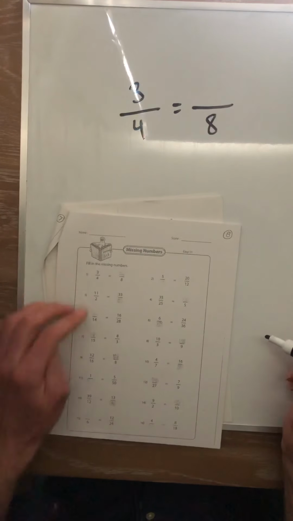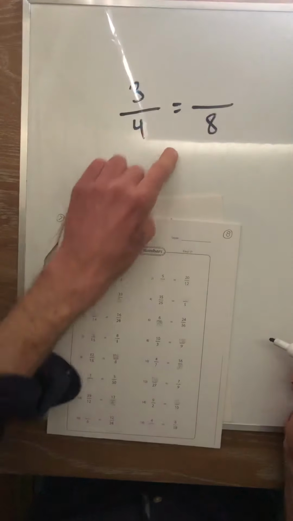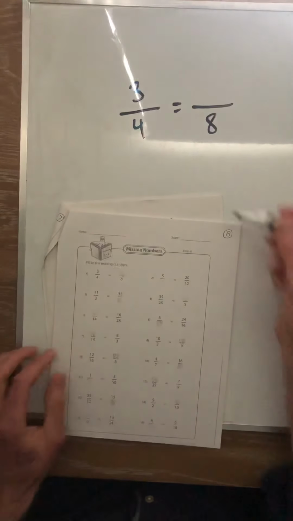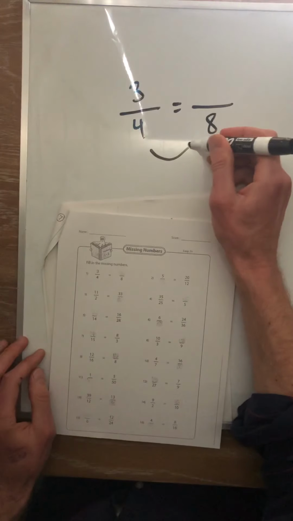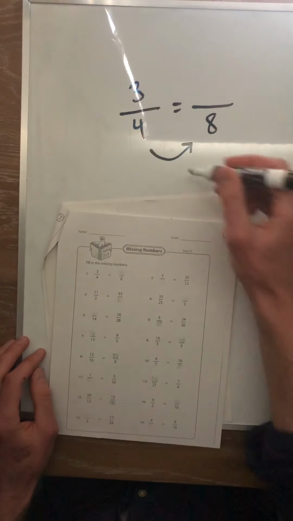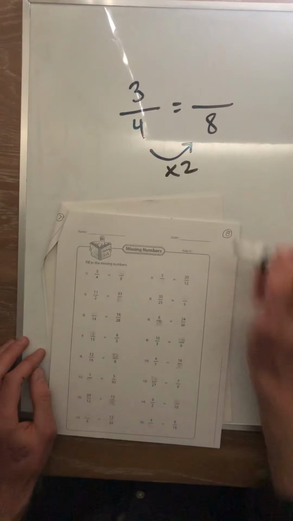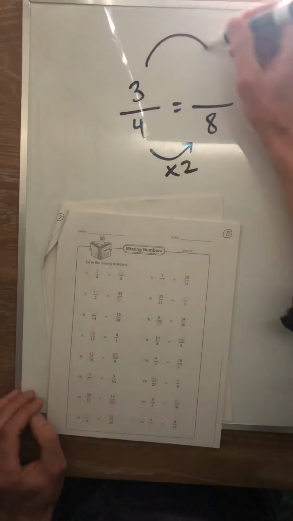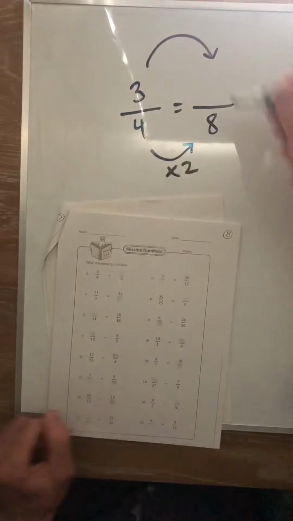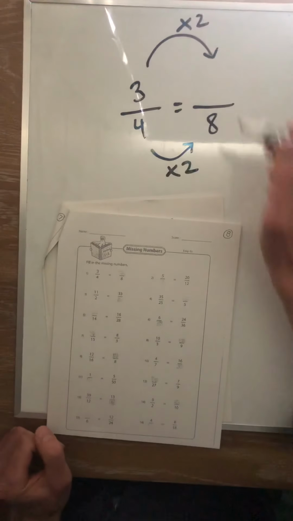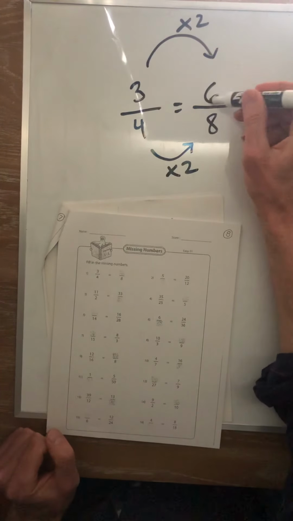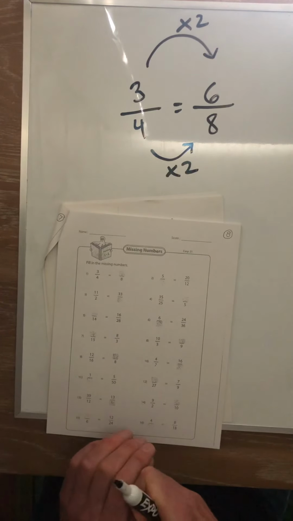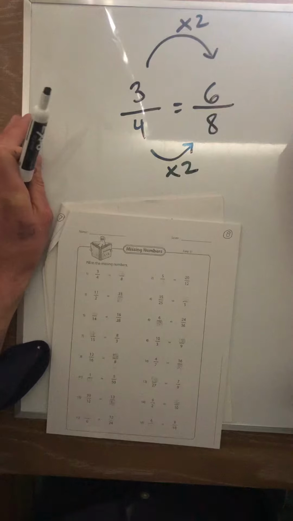So just think about what you do to the top, you do the bottom, what you do to the bottom, you do the top. So in this case, how do they go from 4 to 8? 4 times what is 8? Well, you just double 4, right? So 4 times 2 is 8. So that's the key to solving the problem, times 2. So now I just double the top one, because what you do to the bottom, you do the top. And 3 times 2 is 6. So it's the same answer as we had before. 3/4 is 6/8.